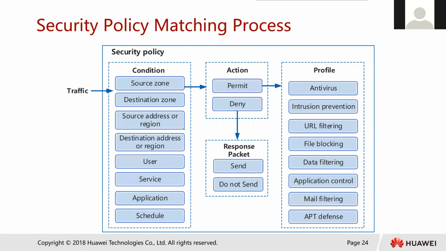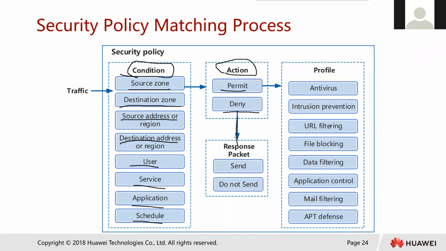And when you configure the security policy, you can configure these things. The first one is the conditions, where you can configure the source zone, the destination zone, the source address, the destination address, the user, the service, the application, and the schedule. And the action has only two options: permit or deny.